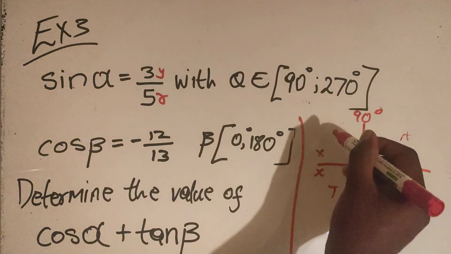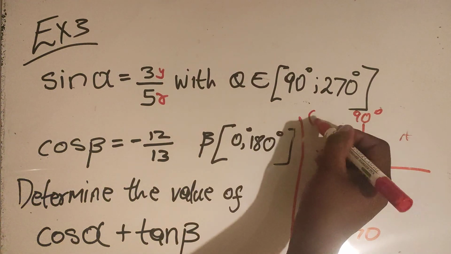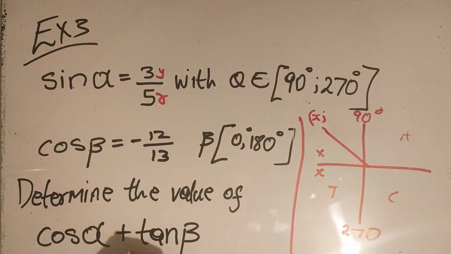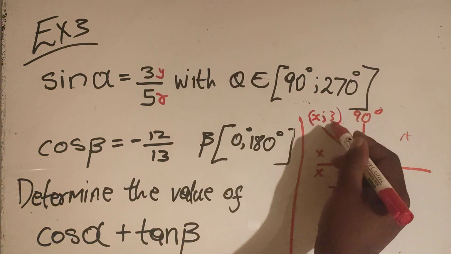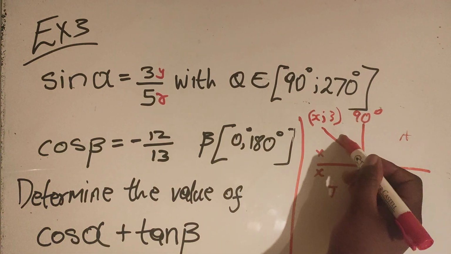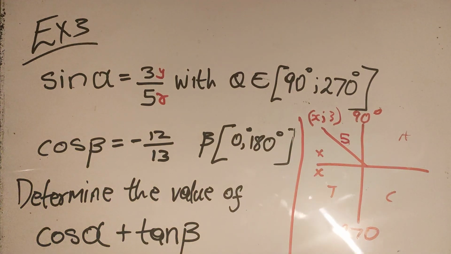So on quadrant 2, what do we have? Do we have the value of x? No. Do we have the value of y? Yes, which is 3. Do we have the value of r, which is always positive? It's 5. So this is where you pause the video and try and find the value of x.